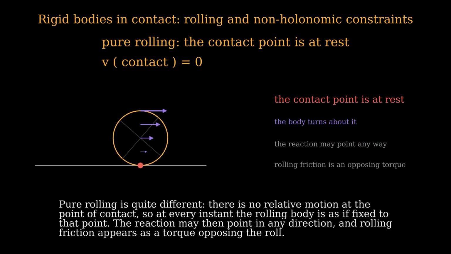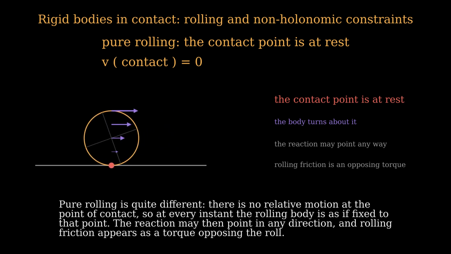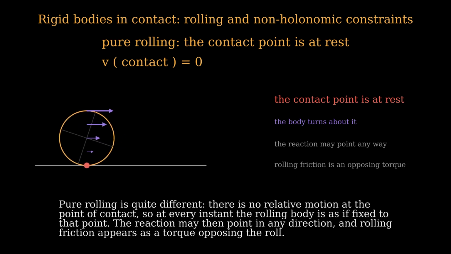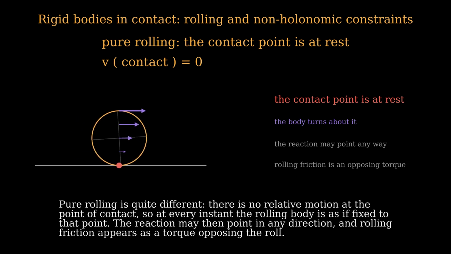Pure rolling is quite different. There is no relative motion at the point of contact, so at every instant the rolling body is as if fixed to that point. The reaction may then point in any direction, and rolling friction appears as a torque opposing the roll.